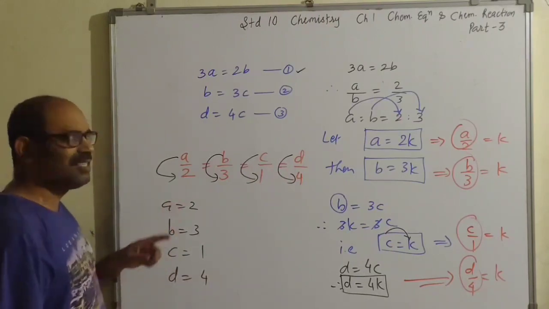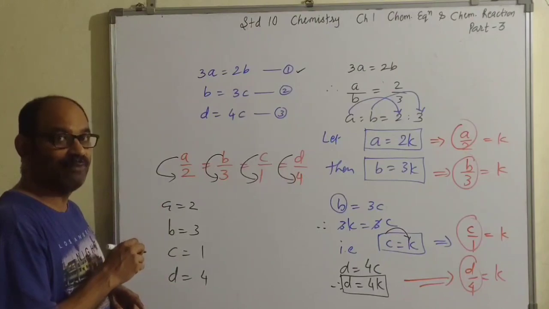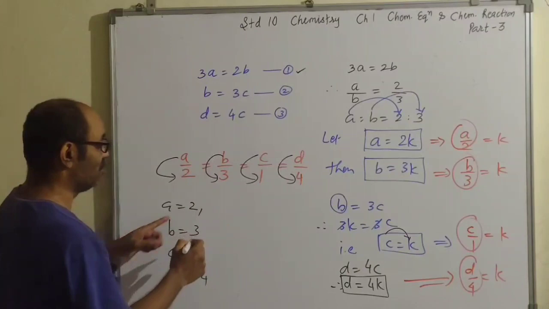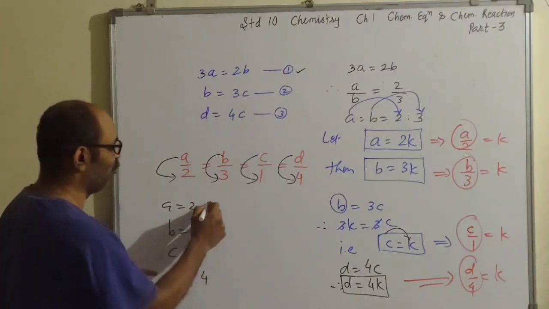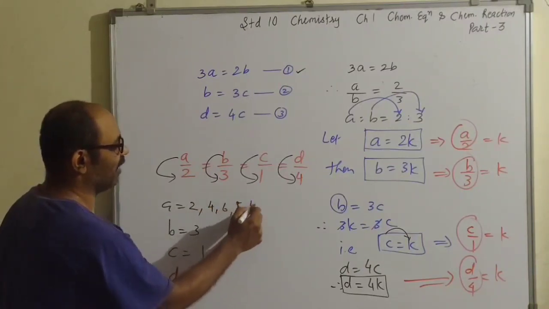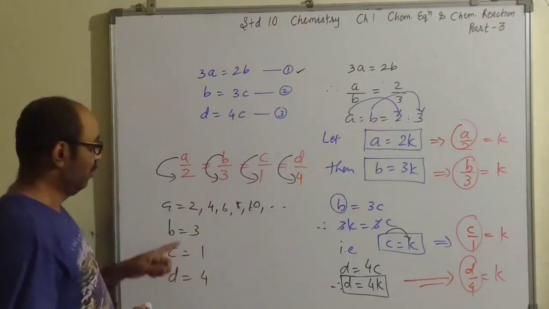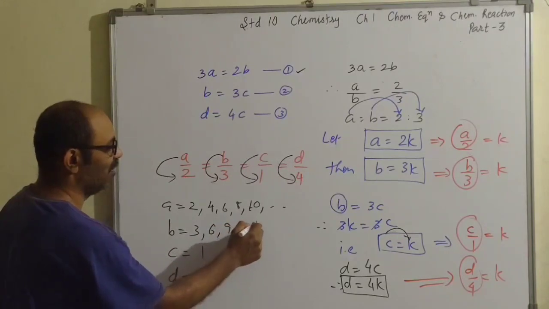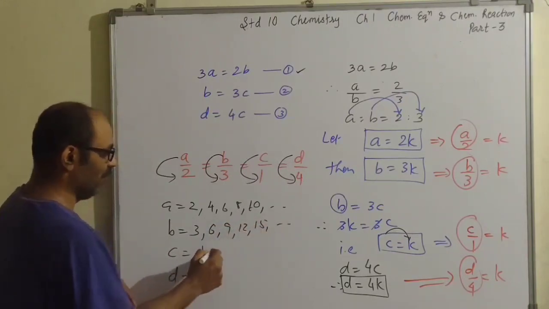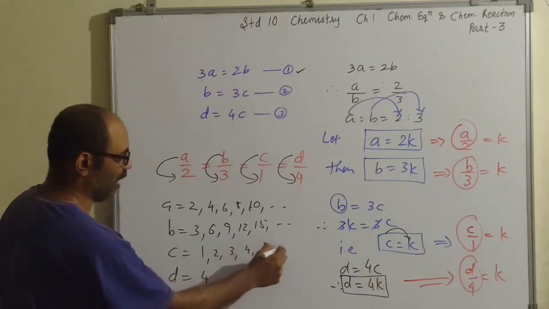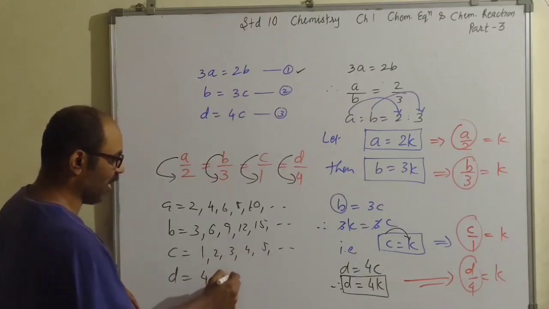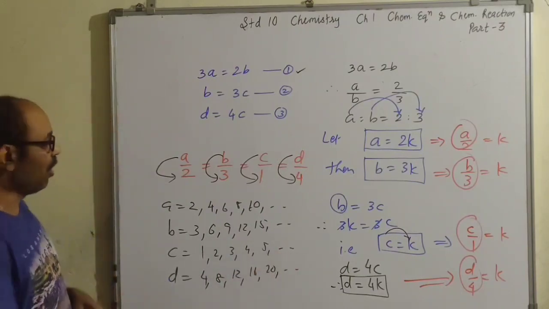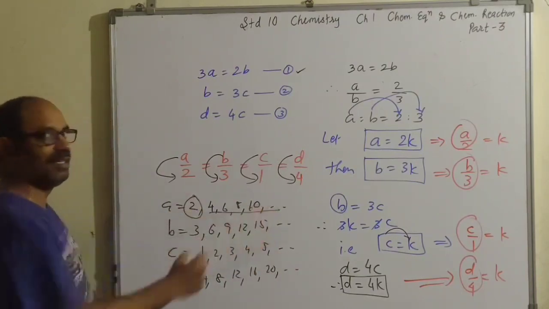Children, A is equal to 2. That is the primary value of A. It can be more values, and that is nothing but the multiple of 2: 2, 4, 6, 8, 10. Any value of A. Multiple of 3: 6, 9, 12, 15 and so on. Multiple of 1: 1, 2, 3, 4 and so on. Multiple of 4: 4, 8, 12, 16, 20 and so on. So what is A? 2 or any multiple of 2.